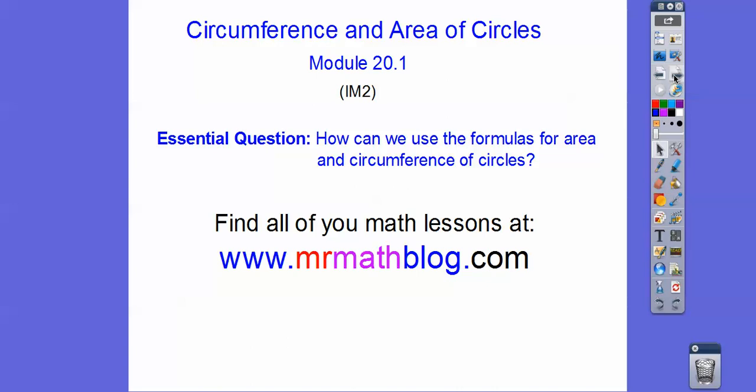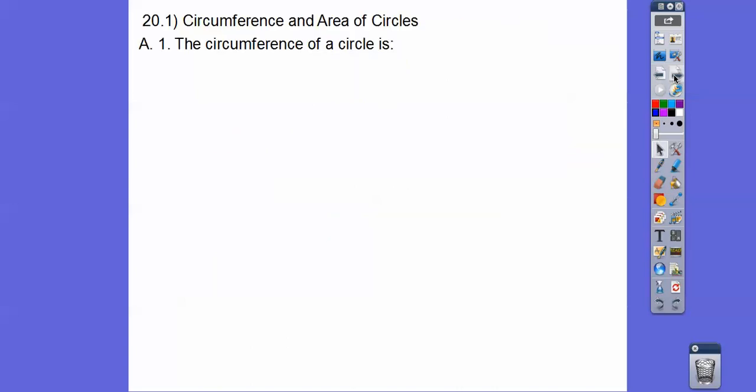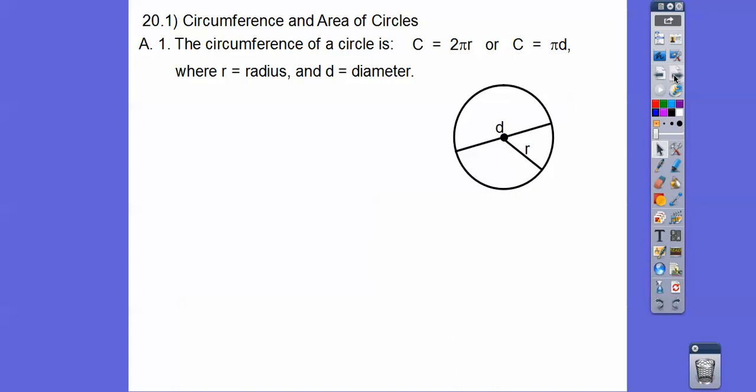All right, so here's our Common Core question. How can we use the formulas for area and circumference of a circle? This goes pretty fast, you guys. So circumference of a circle is either 2 pi r or pi times diameter, whether they give you the radius or the diameter right there, okay?